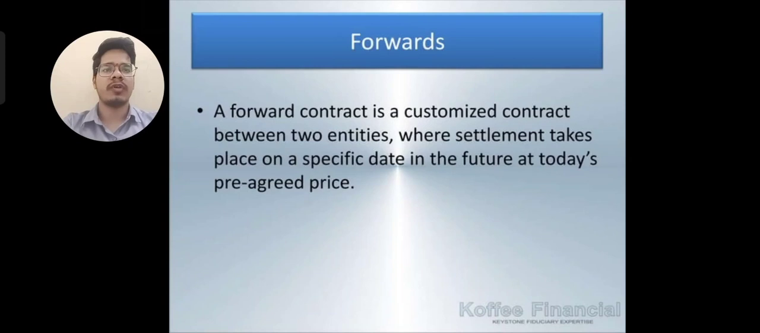A forward contract is a customized contract between two entities where settlement takes place on a specific date in the future at today's pre-agreed price.